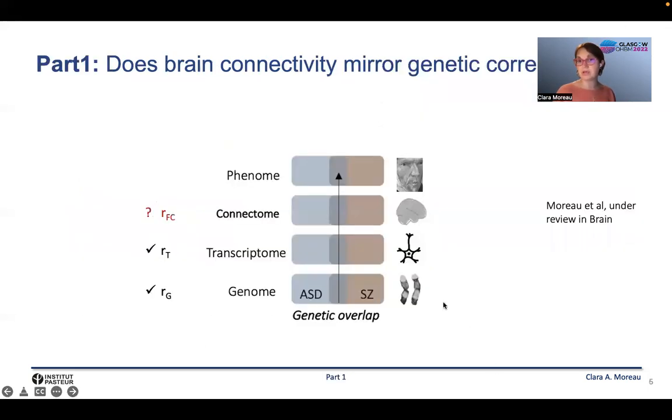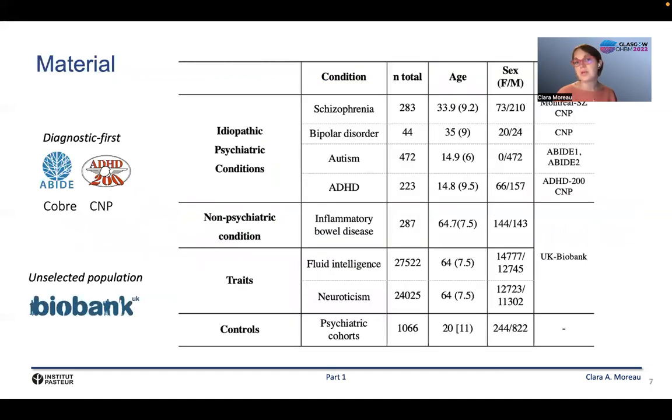And we wanted to know if these observations at the genetic and transcriptomic scale could be similar at the functional connectomic scale of observation. So for this purpose, we used 4 publicly available psychiatric condition datasets: ABIDE 1 and 2, ADHD 200, COBRE, CNP, the Consortium for Neuropsychiatric Phenomics, and an unselected population, UK Biobank, to identify the effect of 2 traits, fluid intelligence and neuroticism, and the control condition, which is inflammatory bowel disease.